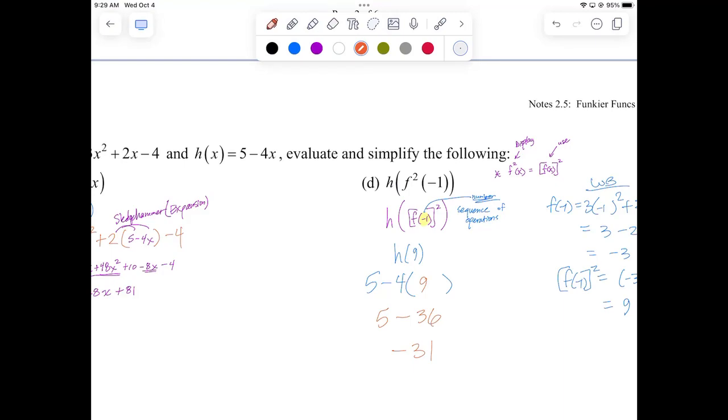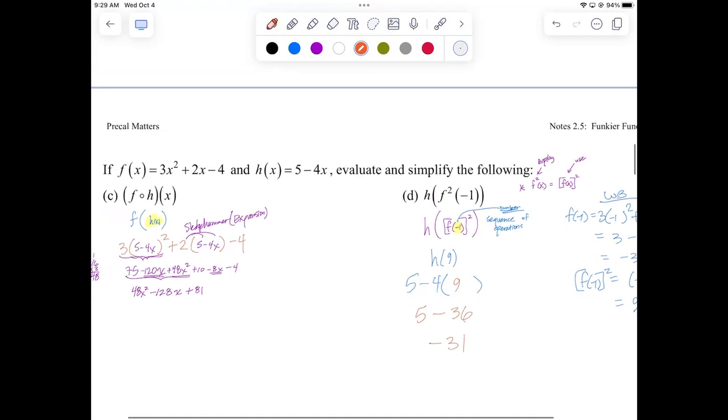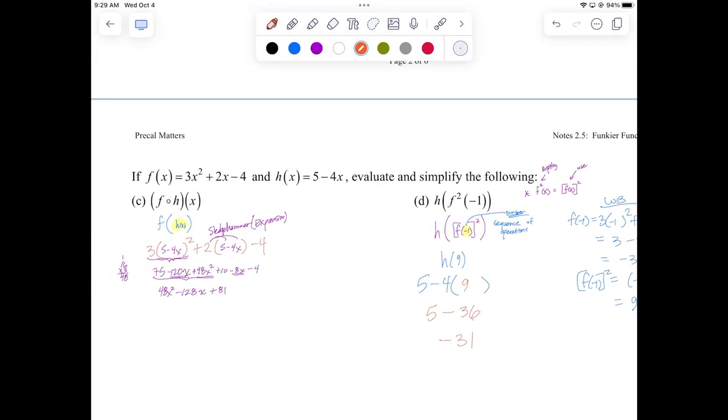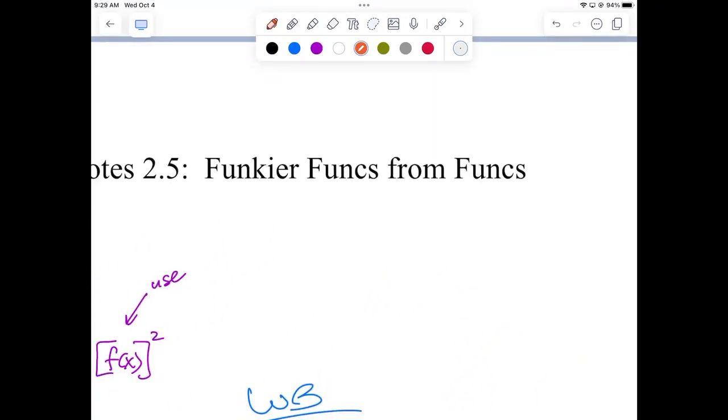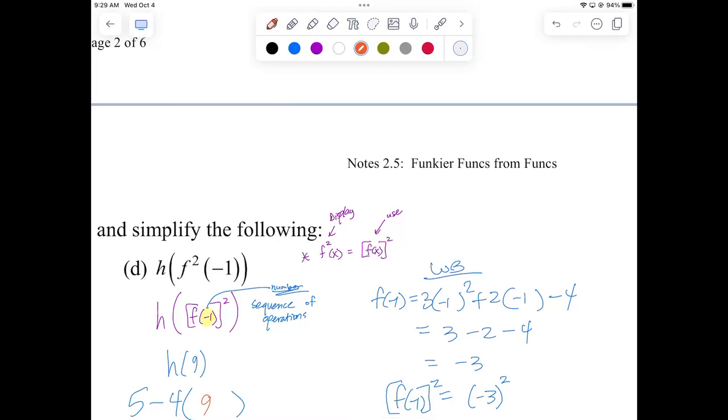So whenever you have a number on the inside, you could just work from the inside out using your Dear Aunt Sally's rules, parentheses first. Okay? And if it's an x, that means that we're actually plugging in to get a brand new function. Funkier funks from funks, right? That's kind of the title of this section, 2.5, funkier funks from funks. We're getting funky functions from other functions. That's very official.